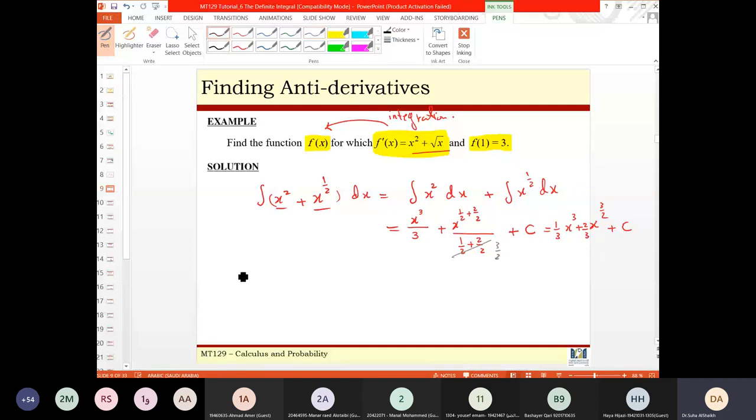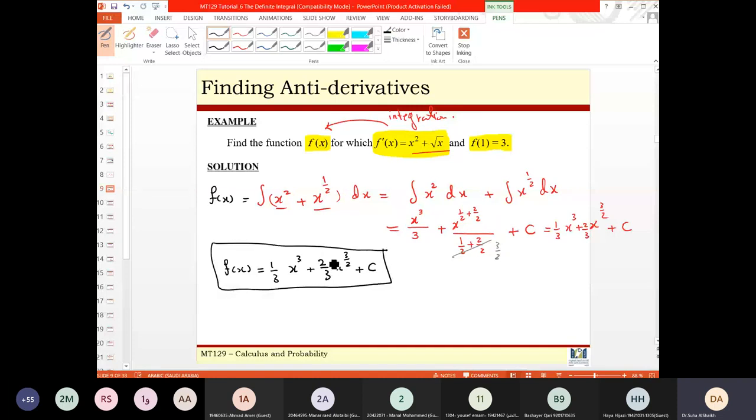So I can say that this is my function f of x. So my function f of x is equal to what I found here: third x to the power 3 plus 2 over 3 x to the power 3 over 2 plus the c. Good so far?